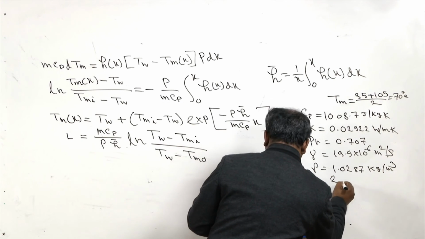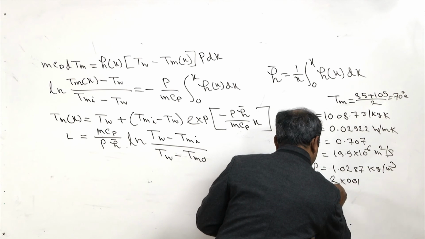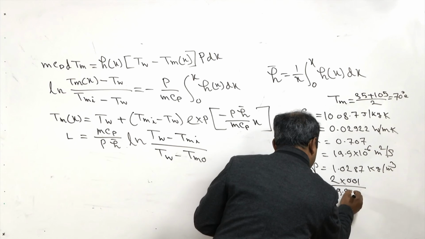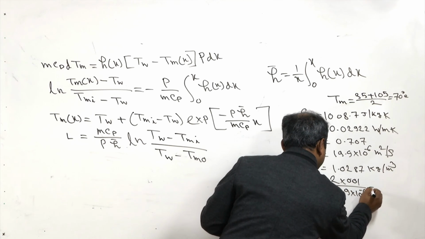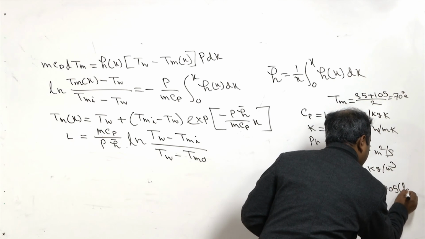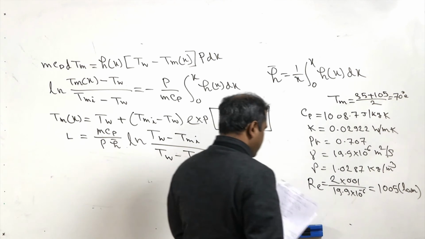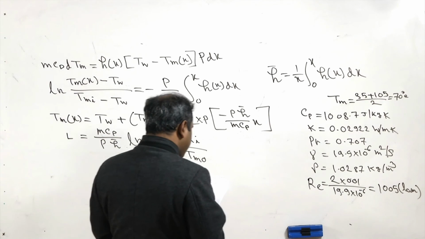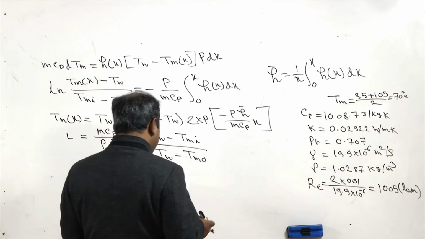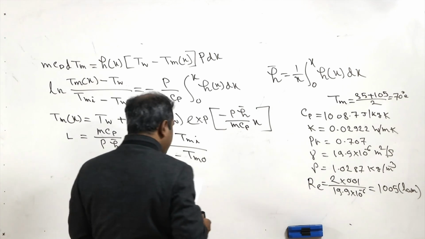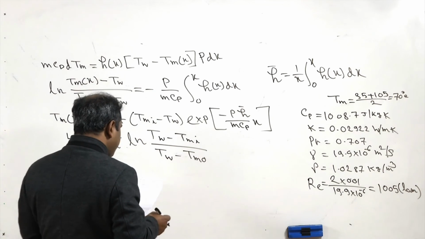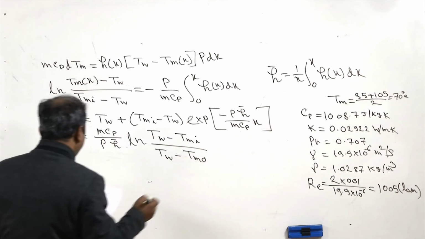Okay. So, with these properties, let us first find out the Reynolds number, which is nothing but 2 into 0.01 divided by 19.9 into 10 to the power minus 6. This comes out to be 1005, which is nothing but laminar. So, once you get that this is laminar, immediately you can understand what the heat transfer coefficient becomes. As it is the constant temperature case, Nusselt number will be 3.657. So, this we have already discussed.